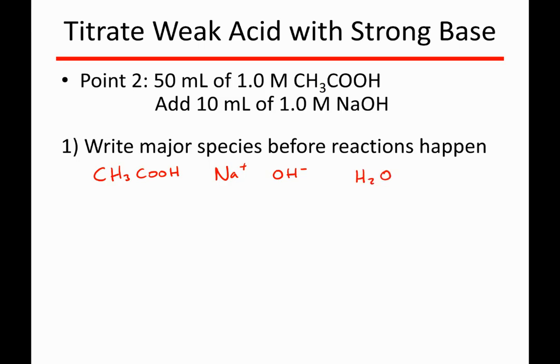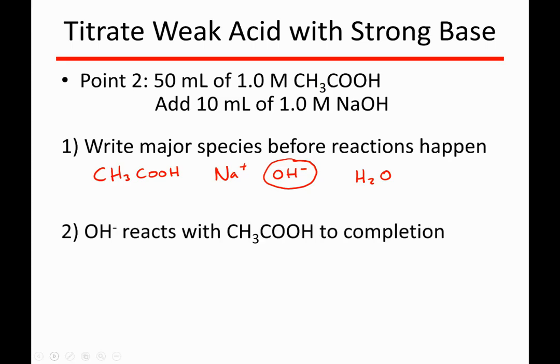Now, what you're going to do is look at the list of major species that you have, and in looking at it, you notice the presence of hydroxide ion. This is your top priority when you're looking at the list of major species. Do you have H plus or hydroxide? Because if you see either one of those present, they're going to react immediately and to completion. So the hydroxide ion is going to react with the strongest acid that you have in your solution, which is acetic acid. This reaction will go to completion.